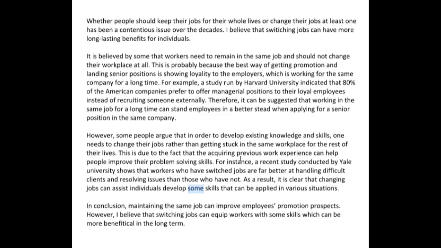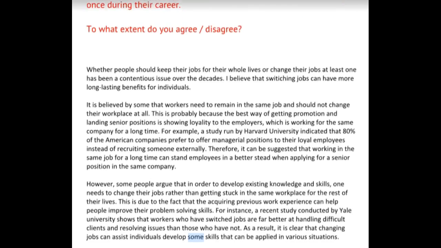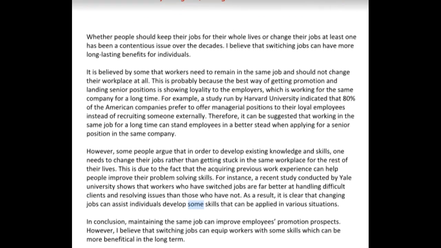In conclusion, maintaining the safe job can improve employees' promotion prospects. However, I believe switching jobs can equip workers with some skills which can be more beneficial. Careful with your spelling here, in the long term. All right, it's lovely. It's well developed. I mean, you've got everything down the way you should.